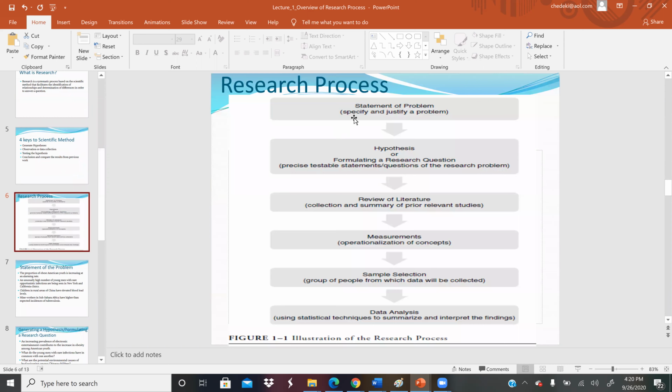Here we start with the problem, the statement of the problem, the hypothesis or research question. Then we do the literature review, then measurements. Then we do the sample collection, that is the data collection. Then we analyze our data. We summarize our results, then we publish our results and find a way to give the results to the scientific community. So again, that will be the conclusion of our lectures on the overview of the research process.